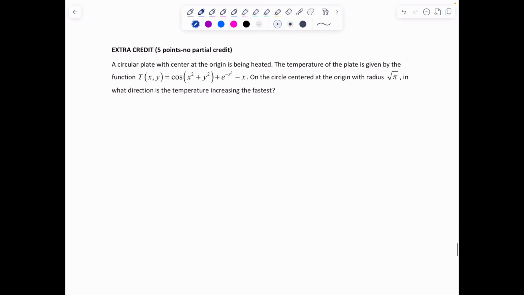Yeah. A circular plate with center at the origin is being heated. The temperature of the plate is given by the function T(x, y). On the circle centered at the origin with radius pi, in what direction is the temperature increasing fastest? So it's always in the direction of the gradient. Very good. But I did not give you a particular point to plug in. That's what makes this tricky. Now, some people mistakenly plugged in the origin, but no.